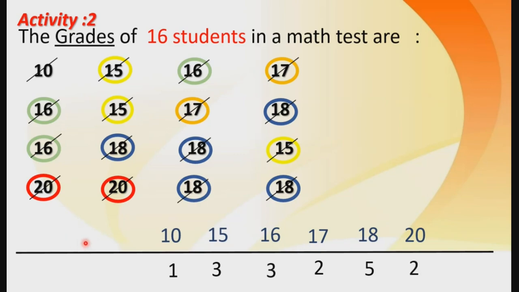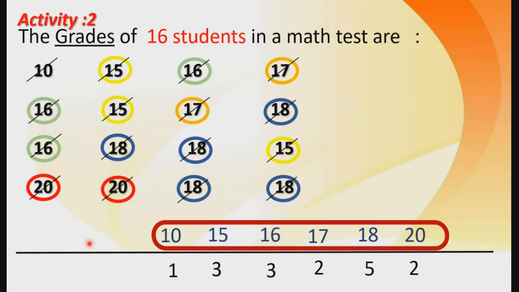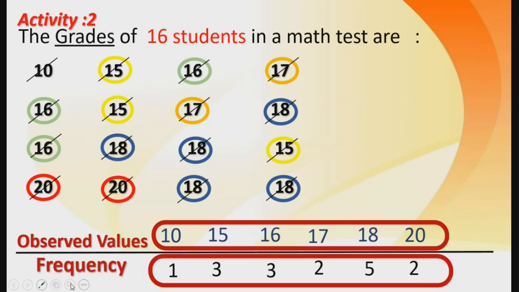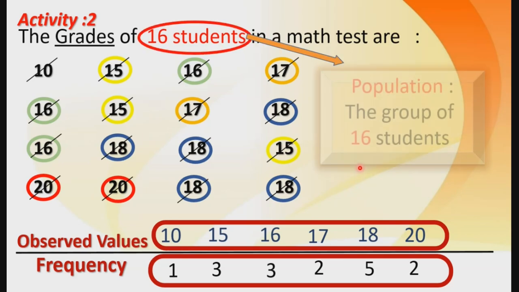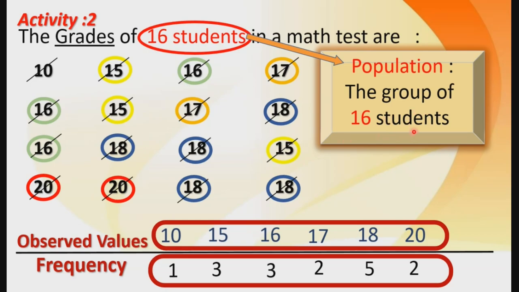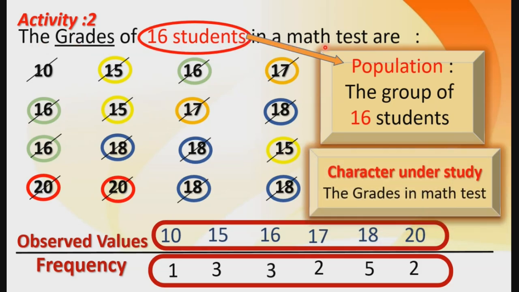Good. Do you know what do we call these grades? The 10, 15, 16, 17, 18, and the 20? The grades are called observed values, and the number of times each grade is repeated is called frequency. Good. What about the population? In this activity, there are 16 students involved in this study, so the population is the group of 16 students. Very good. And what about the character under study? In this activity, the character under study is the grades of students in a math test.